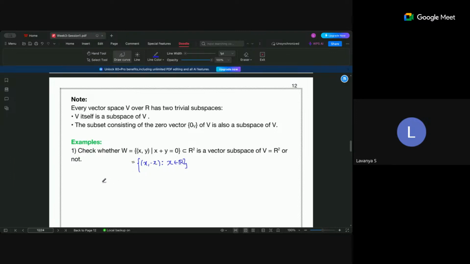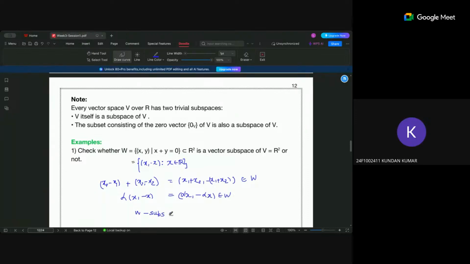So is it closed under addition? I am taking (x1, minus x1) as one vector, and (x2, minus x2) as another vector. Now let us add them up. What will I get? (x1 plus x2, minus times of x1 plus x2). So you see that this sum belongs to W. Also, alpha times (x, minus x) is nothing but (alpha x, minus alpha x). So this also belongs to W. So W is a subspace of R2.